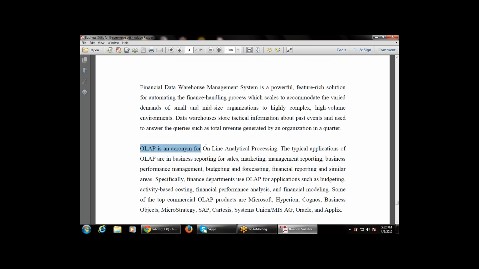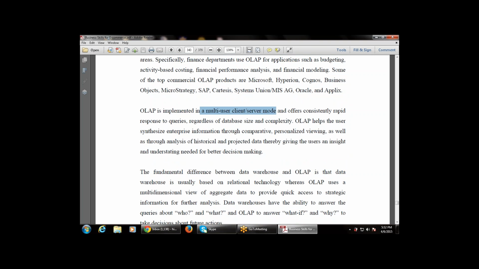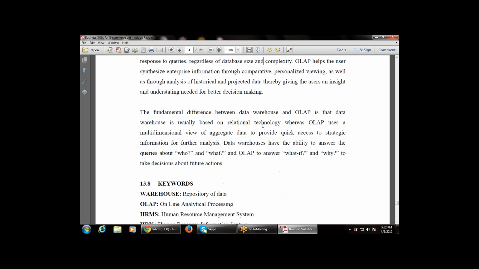This is OLAP, the online analytical processing. The major application areas in which OLAP is used are sales, marketing, management reporting, and business performance management. Some of the top commercial OLAP products are Microsoft, Cognos, Business Objects, and it is implemented in multi-user client-server mode.